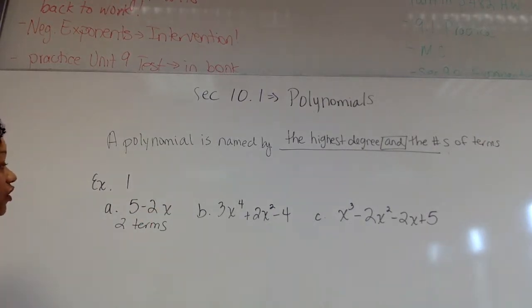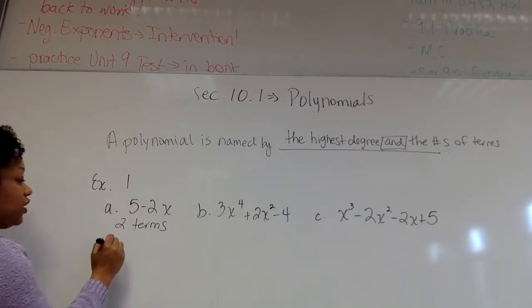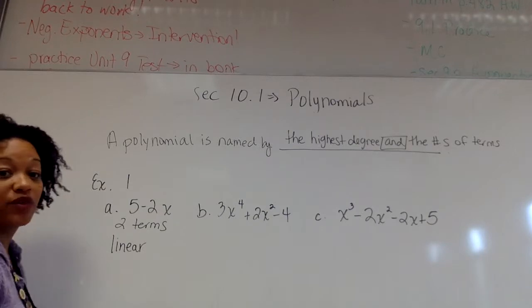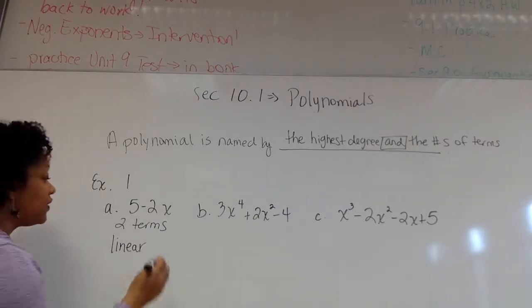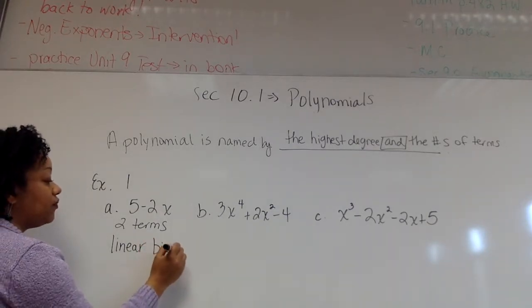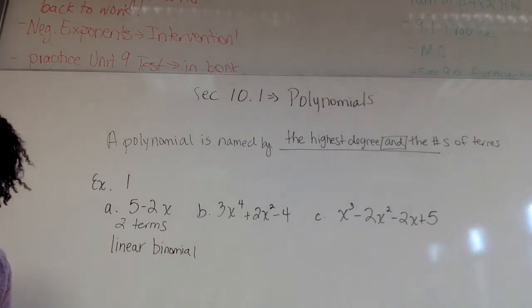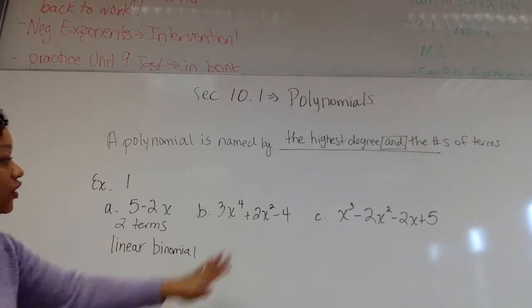So this is linear. So the name for letter A, the first name would be linear, and the second name would be based on the number of terms. Since it has 2 terms, this is a linear binomial. That's the name of this example. It's a linear binomial. Now, look at letter B.